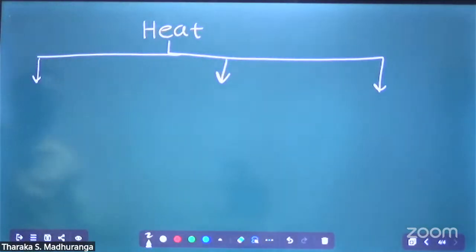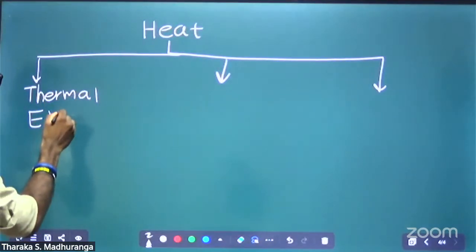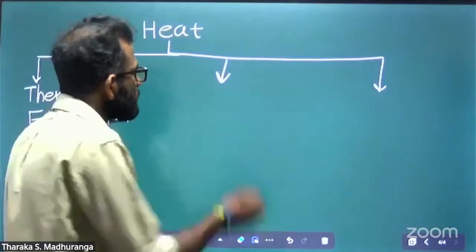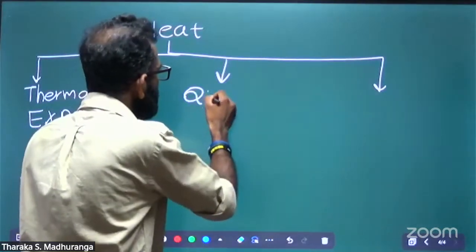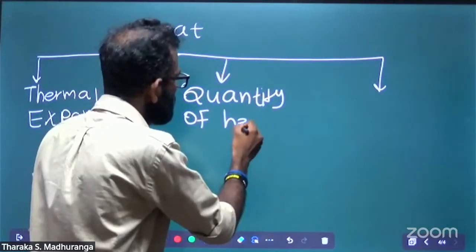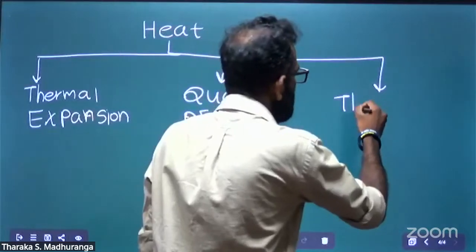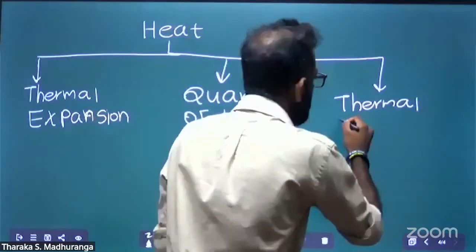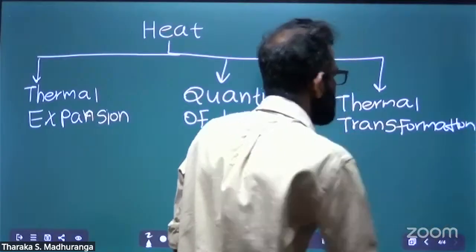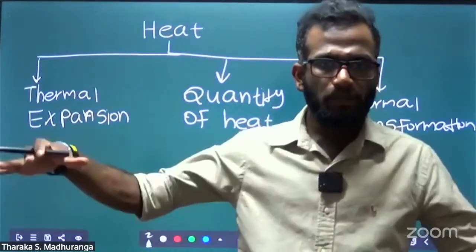The first one is thermal expansion. The second one is the quantity of heat. The final one is thermal transformation. Okay, that is all about the heat lesson, the entire summary of the heat lesson.